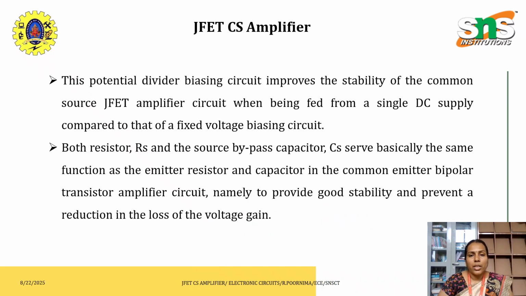And for the potential divider network, what is the advantage? This gives better stability compared to the fixed bias. So the JFET amplifier provides better stability when we are using the voltage divider bias circuit. And the bypass capacitor we have seen in the previous diagram serves the function of providing good stability and preventing the reduction in voltage gain.